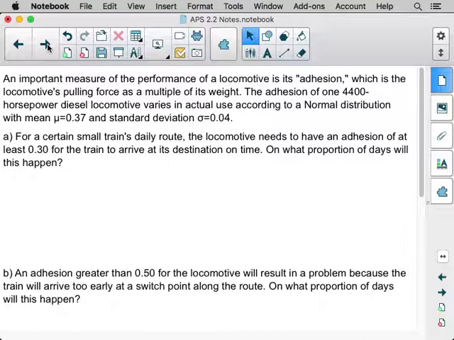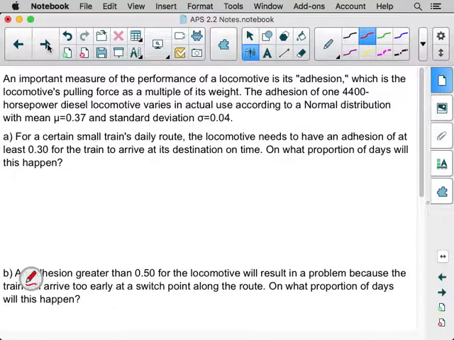So let's up our game a little bit. This one is a little bit more challenging, but again, I like it because it encompasses all the ideas that we are working through here. So, an important measure of performance of a locomotive is its adhesion, which is the locomotive's pulling force as a multiple of its weight. The adhesion of one 4,400 horsepower diesel locomotive varies in actual use according to a normal distribution, with mean 0.37, standard deviation 0.04. Again, I know right now every single problem is going to be a normal distribution, but do get into the habit that it is a key word to focus on, okay? That is what tells us we can do this process, because we know we're dealing with a normal curve here.